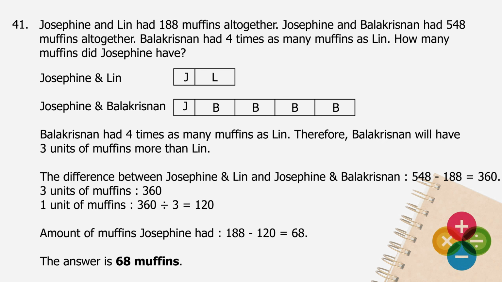The amount of muffins Balakrishnan had was 4 times as many muffins as Lynn. Therefore, Balakrishnan will have 3 units of muffins more than Lynn. The difference between Josephine and Lynn, and Josephine and Balakrishnan will be, subtract 188 from 548, and the difference is 360. 3 units of muffins is equal to 360 muffins. 1 unit of muffins will be, divide 360 by 3, and the quotient is 120. The amount of muffins Josephine had will be, subtract 120 from 188, and the difference is 68. The answer is 68 muffins.